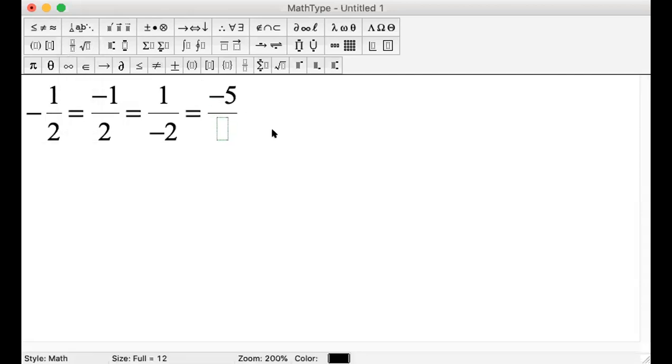It can be also represented by -5 divided by 10, because 5 goes into -5, -1 time, and 5 goes into 10 2 times. It can be also expressed as 5 divided by -10. We could continue this process and you would see that -1/2 has infinitely many representations. They're all equivalent, but they're different representations.